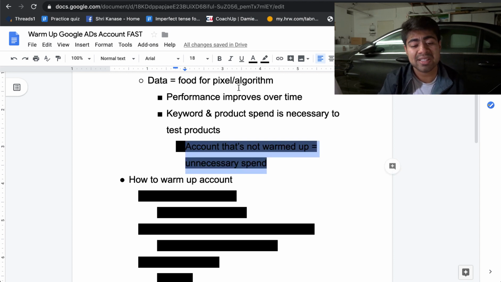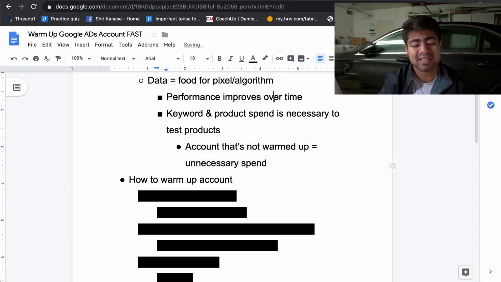Ultimately, this is really important simply because an account that's not warmed up properly and filled with the wrong type of data, meaning a lot of spend on the wrong keywords or the wrong products, is going to lead to even more unnecessary spend and an overall unprofitable store.